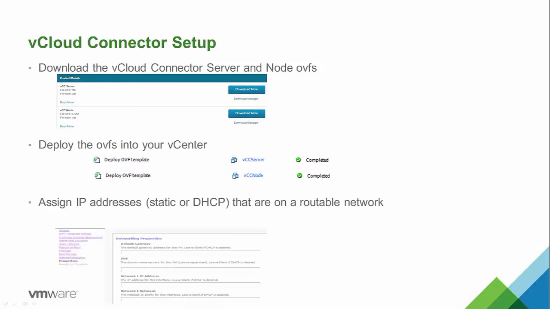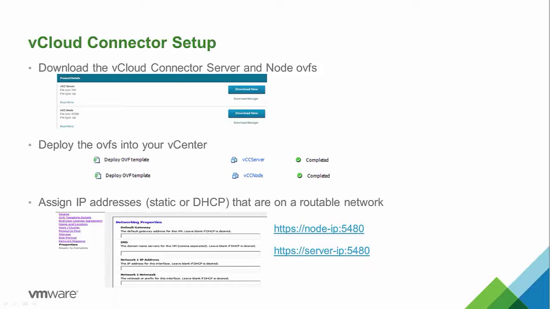The wizard will guide you through the initial configuration, and it is important at this stage to assign IP addresses, either static or DHCP, that will be on a routable network. Once both are deployed and configured, it is important at this stage to note the IP address of both the node and the server. This is as the configuration of both is done through a VAMI interface available in a browser running on port 5480.